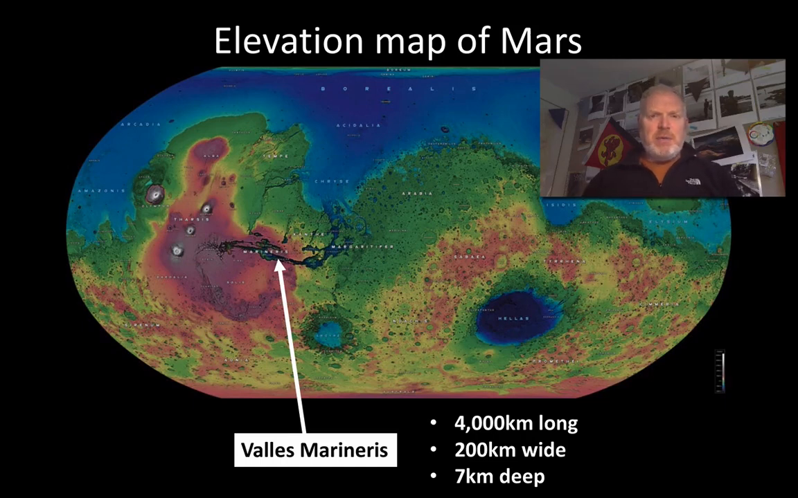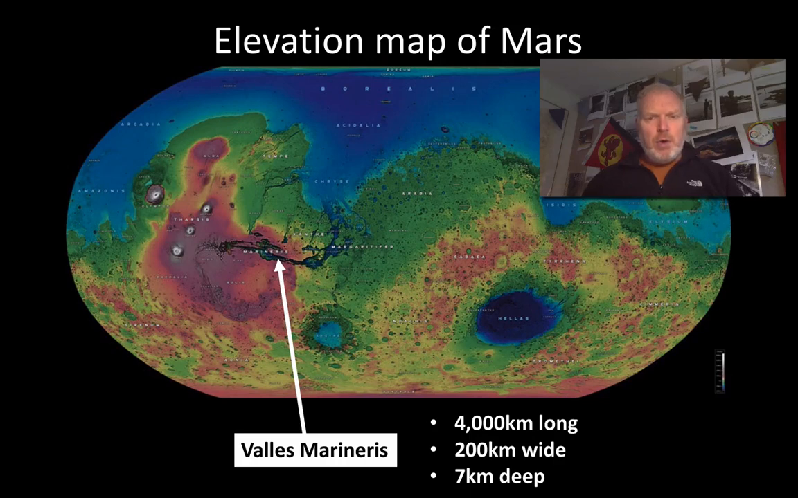Just to put that in some type of perspective, on Earth we have the Grand Canyon in America. The Grand Canyon's 446 kilometres long, 29 kilometres wide, and up to 1.9 kilometres deep. The Valles Marineris is an order of magnitude bigger than anything we have on Earth.